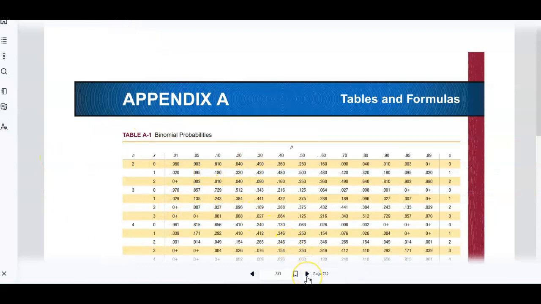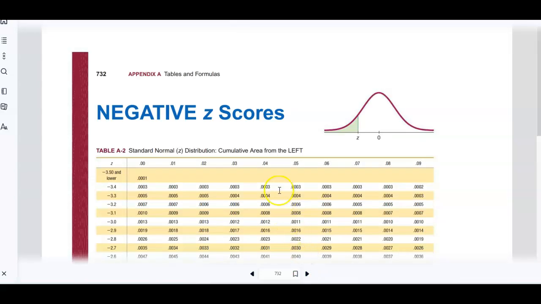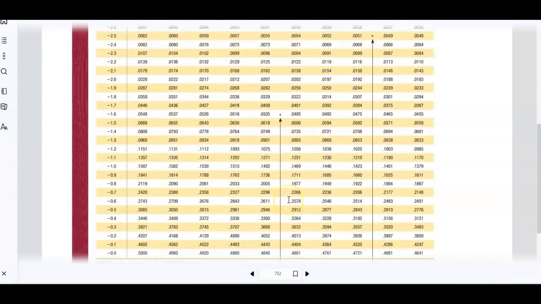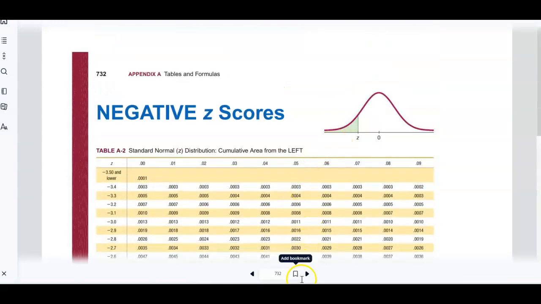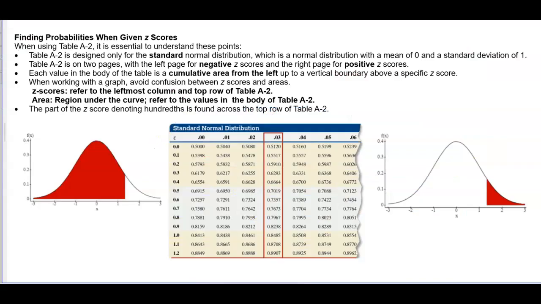Because this is the page for binomial probabilities, if we scroll to the right, then we're going to see the negative z-scores. These are all the negative z-scores, and this is the table for that. And then if we go one more, we're going to see the positive z-scores. And if you notice, this is all the area to the left.